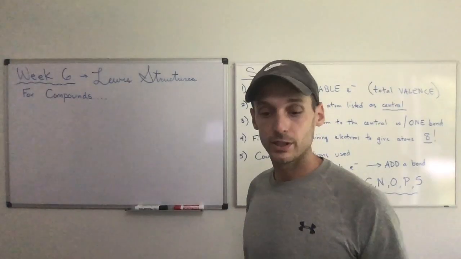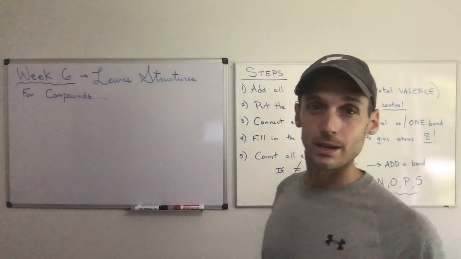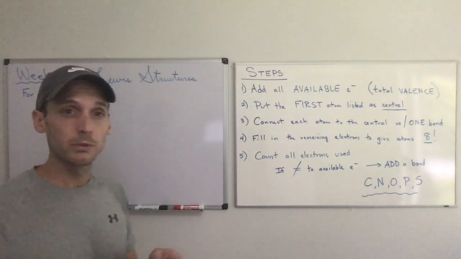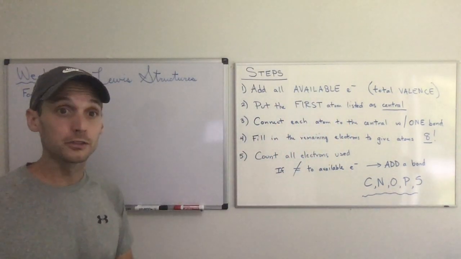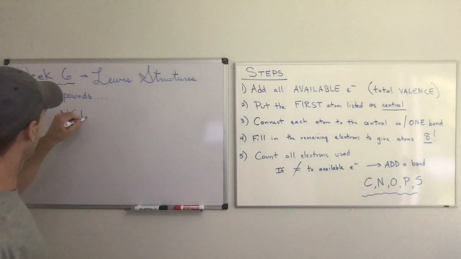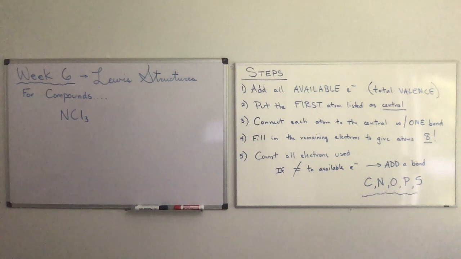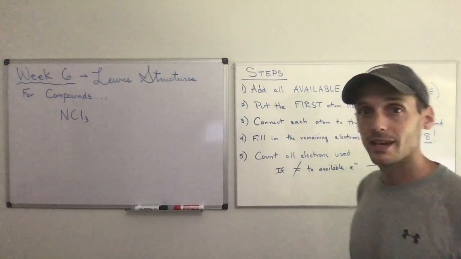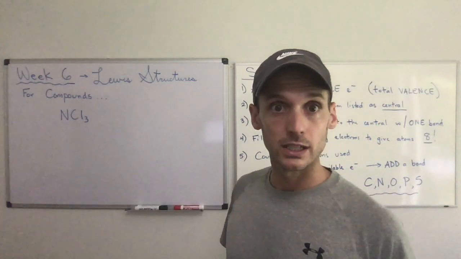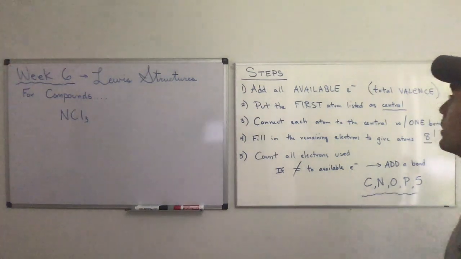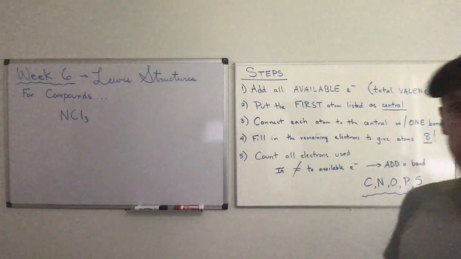All right, last thing I want to do today are just two quick examples using these steps that we just outlined. First one will be pretty simple, and then the second one will be a little trickier, okay? So let's do NCl3 first, and let's just follow these steps and draw our two-dimensional structure of NCl3, which would be called nitrogen trichloride, perfect. Okay, so first, add all available electrons.